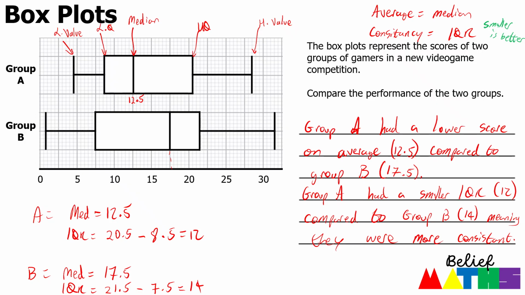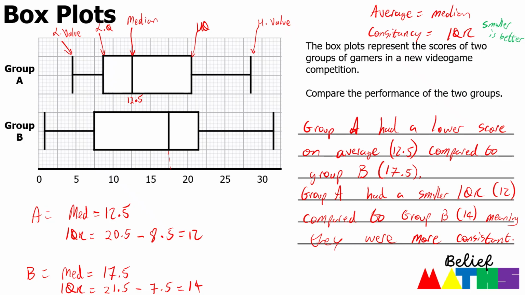So again, when we're comparing box plots, we always compare the median, which is the average score, and the interquartile range, which is the consistency. But again, we want to avoid using the words better or worse. We use higher or lower, and then obviously a smaller interquartile range is more consistent.